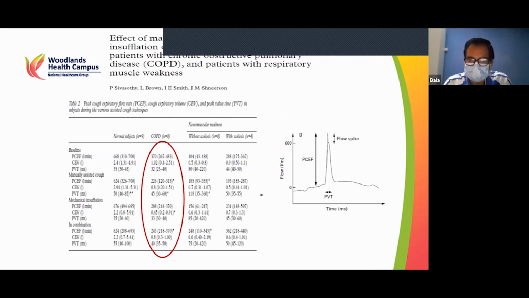I don't have time, but I'm just going to briefly share this. Cough assist was tried on many patients. For COPD patients, they found cough assist is not very helpful. If you follow this COPD here, their baseline normal cough is 370. But if you do manual insufflation and manually assisted cough, their peak expiratory flow falls. This is because of dynamic airway collapse. But in NMD patients, you can see a significant increase in their peak cough flow. So in NMD patients, manually assisted cough as well as cough assist can work. For COPD patients, you have to use this very carefully.